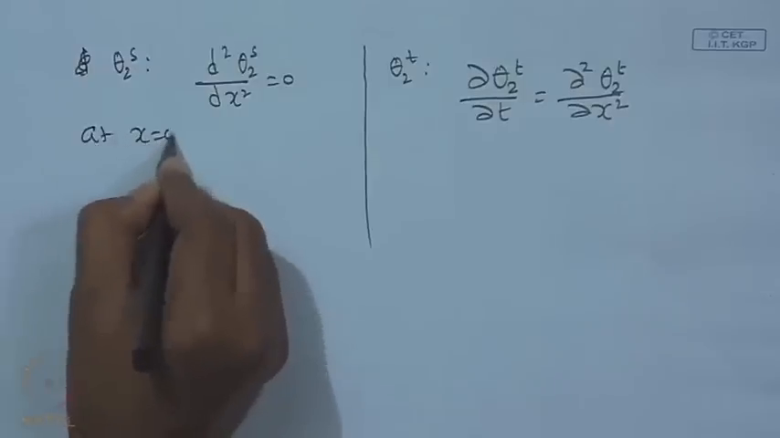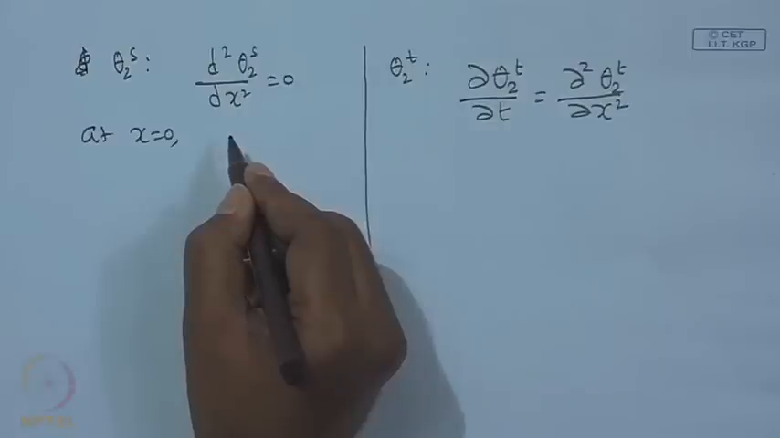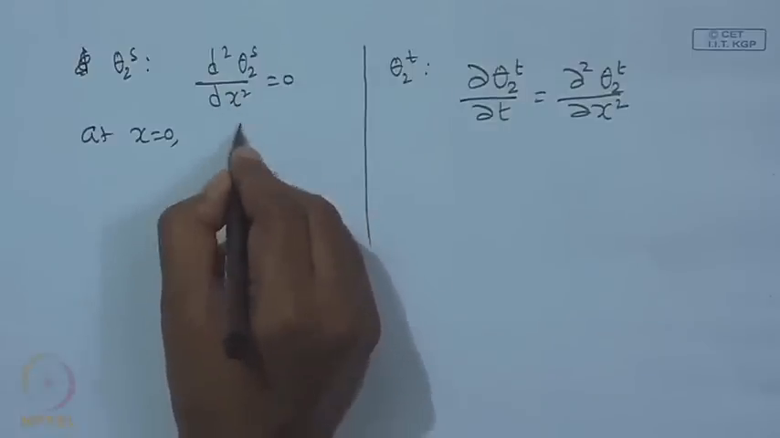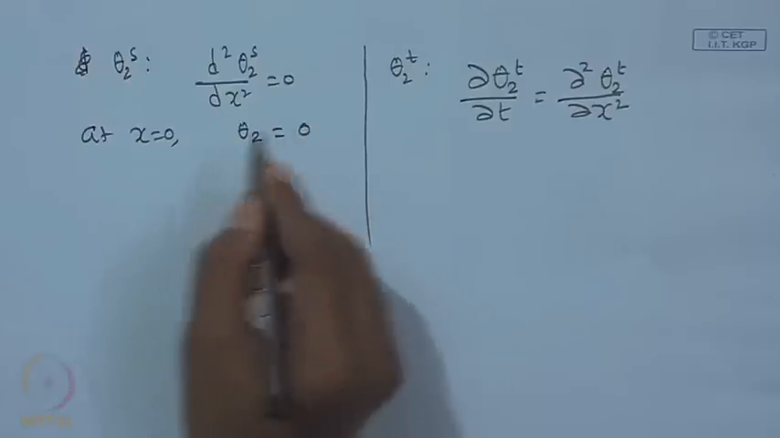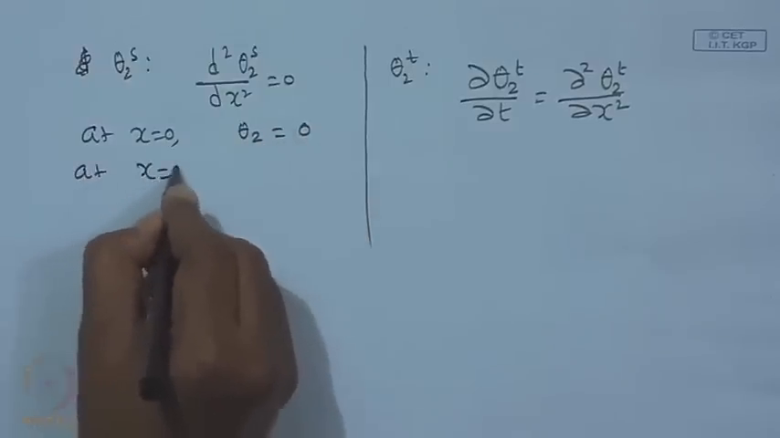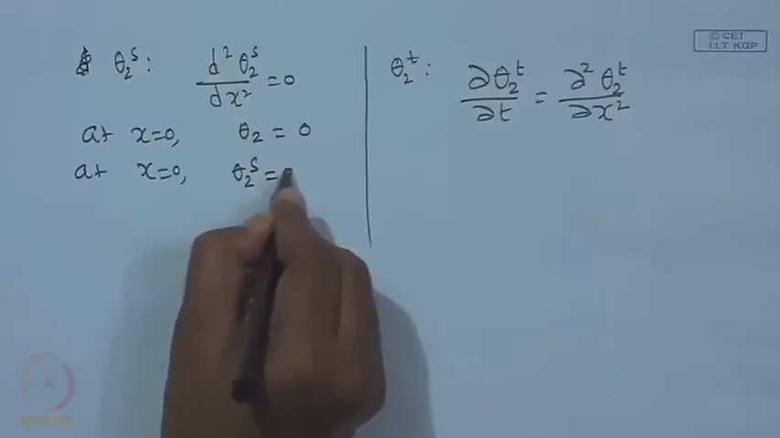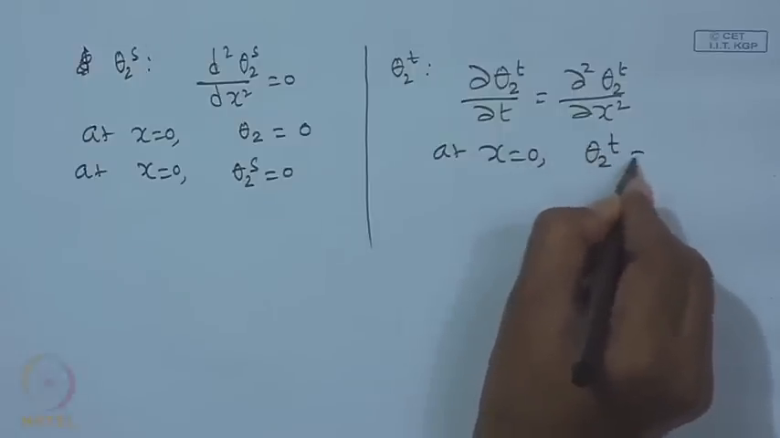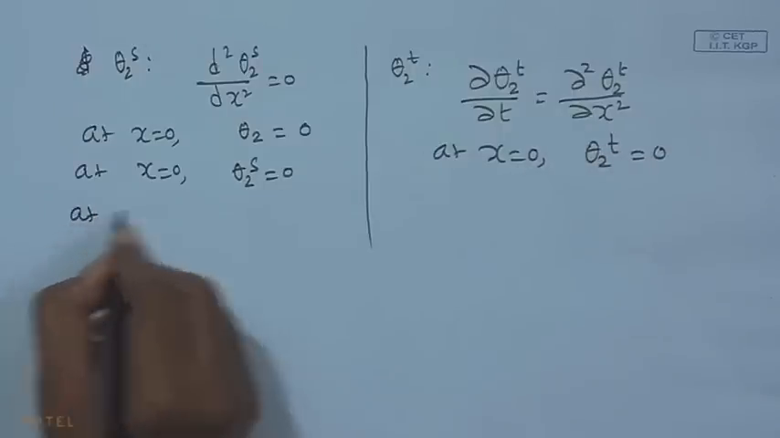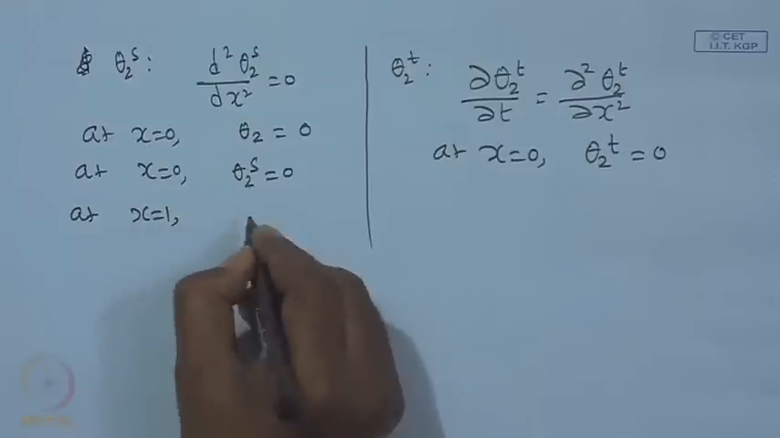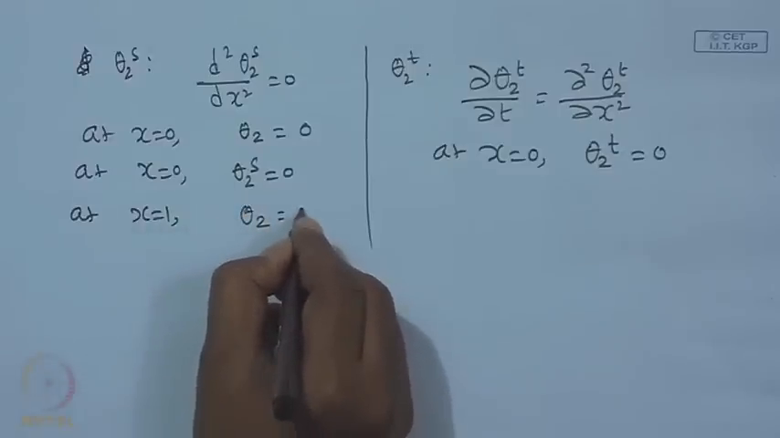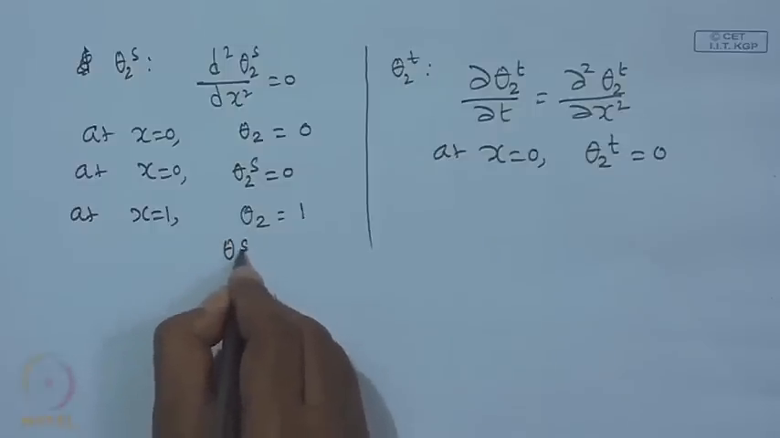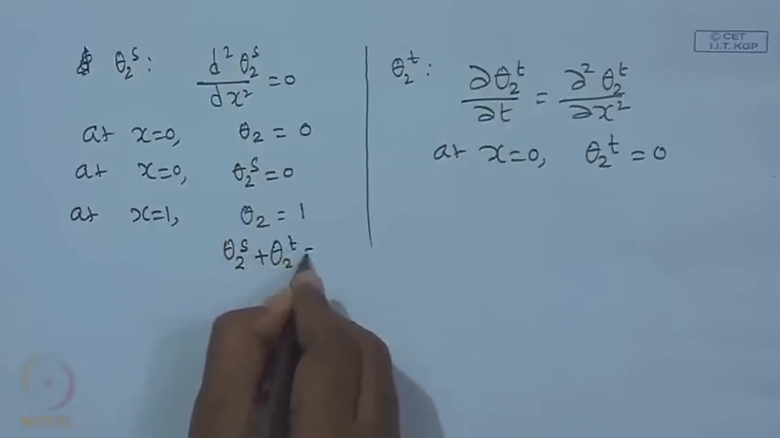At x is equal to 0, the original problem, the mother problem, has theta 2 equal to 0. So, at x is equal to 0, theta 2 s is equal to 0, and at x is equal to 0, theta 2 t is equal to 0. At x is equal to 1, the mother problem theta 2 had a boundary condition of 1. So, this will be theta 2 s plus theta 2 t is equal to 1.